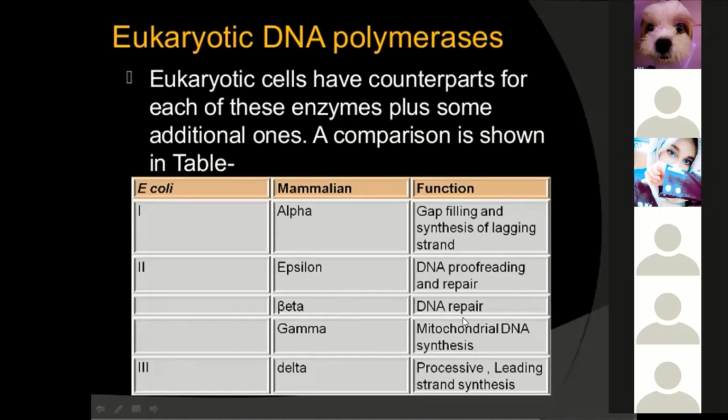Beta is responsible for DNA repair. Gamma is responsible for mitochondrial DNA synthesis, because in the case of eukaryotes, in the mammalian system, there is mitochondrial DNA apart from nuclear DNA also. So for this synthesis, this one helps. Then delta, like E. coli DNA polymerase 3. In the mammalian system, it is polymerase delta, which is processive leading strand synthesis. So it helps with chain elongation.